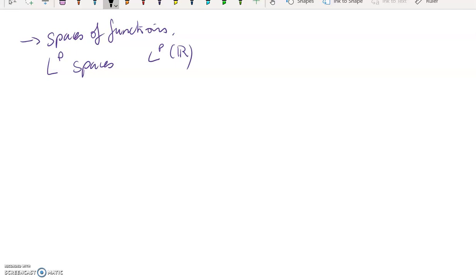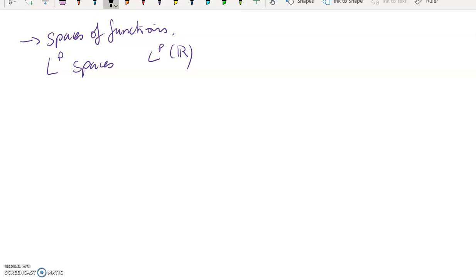So let's see those LP spaces. Oh, by the way, the L in LP stands for Lebesgue, of course. And we're going to use the integration to define the distances we need. Okay, so that's the idea. We need to be able to define an idea of distance in spaces of functions.